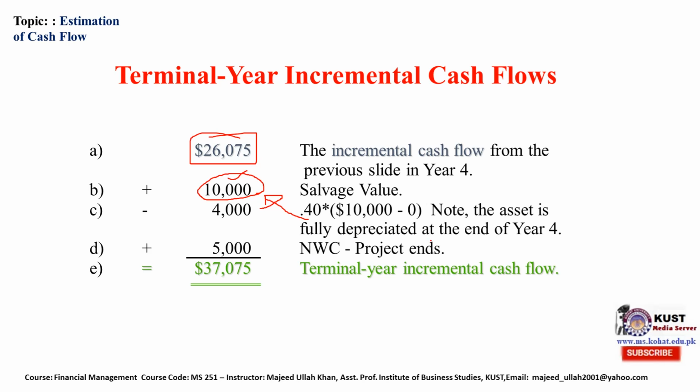When the project ends, net working capital will decrease by 5,000. It will vanish. So this 5,000 will be added back. So 26,000 plus 10,000, 36,000, then minus 4,000, then plus 5,000. It is $37,075 terminal year net cash flow for this project.